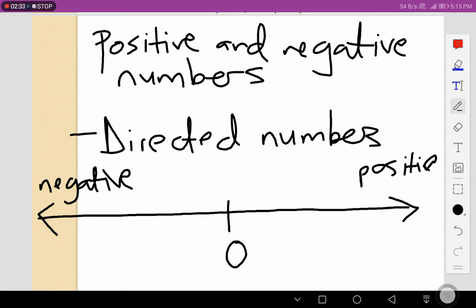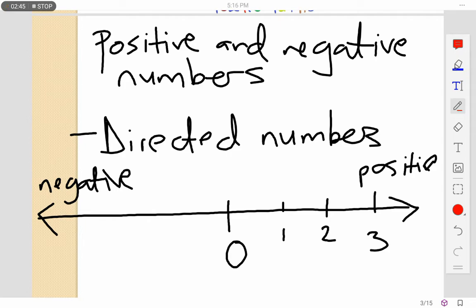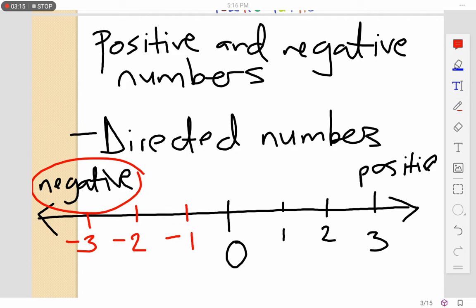From 0 going to the positive side, which is the right side, will be positive numbers: 1, 2, and 3, going on and on. Then on the left side, from 0 going to the negative side that I have highlighted here, we will have negative numbers. We have negative 1. The numbers follow the natural number line that we know, 0, 1, 2, 3, 4, 5, but going in the negative direction, we have a negative sign. So from -1, I'll have -2, -3, and so on.